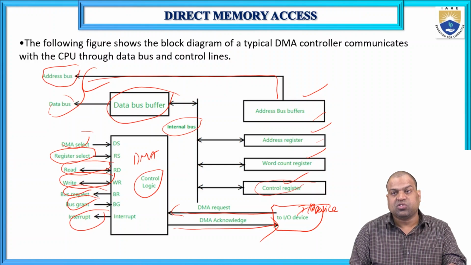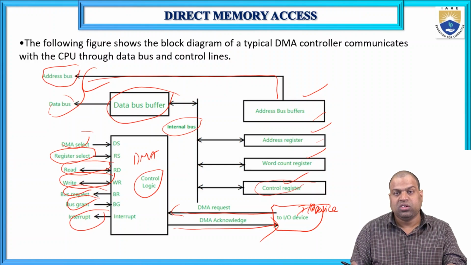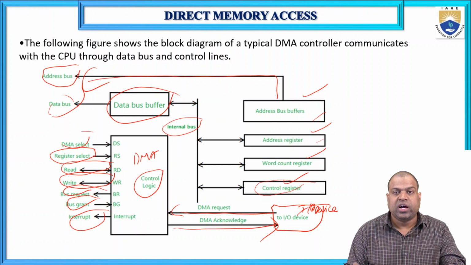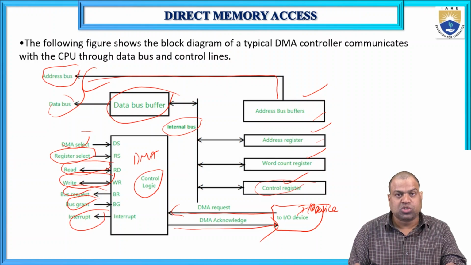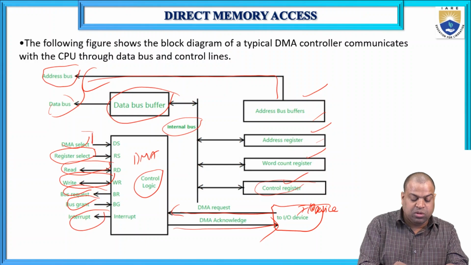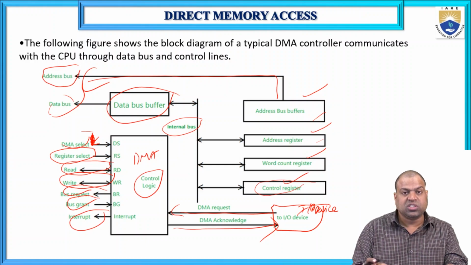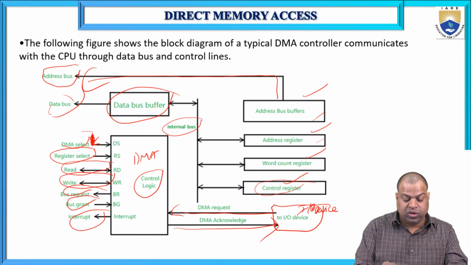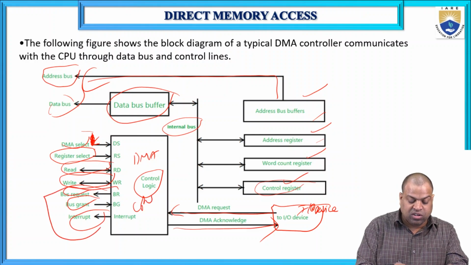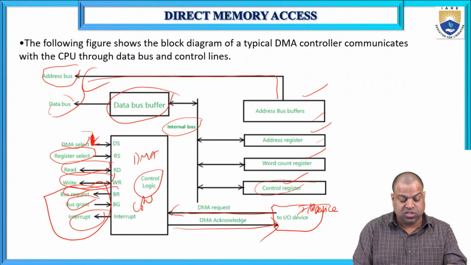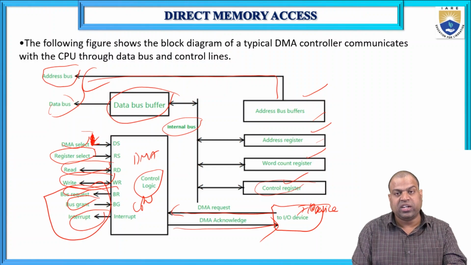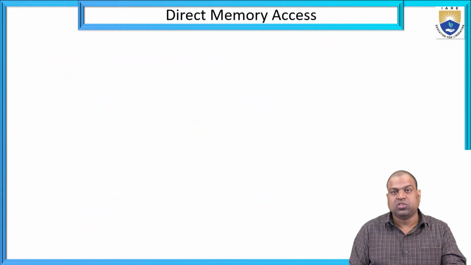So what are the interconnections? Input output is connected to the CPU or DMA with the DMA request and DMA acknowledgement. What are the inputs to the DMA? DMA select and register select. DMA select means I have to select the DMA. If I am not selecting it, the CPU will be connected to this. And then register select, read, write, bus request, bus grant, and interrupt. If the CPU is there, then we need all those things. If there is no need of the CPU, then bus request, bus grant, and interrupt are disabled. So it is about direct memory access with CPU and without CPU.